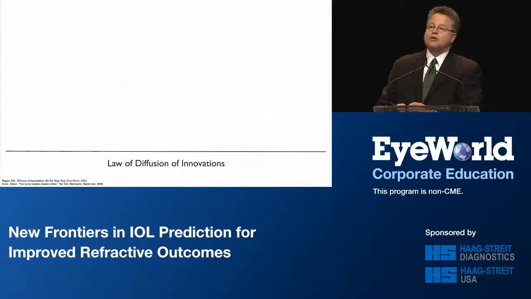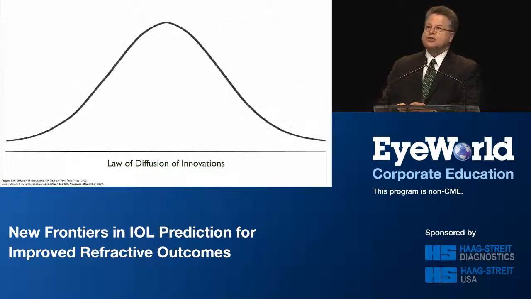So looking at different groups who are willing to change what they're doing, a man named Everett Rogers wrote a book called The Diffusion of Innovations. And if you don't know his book, you know his vocabulary because we use it every day in our conversations.